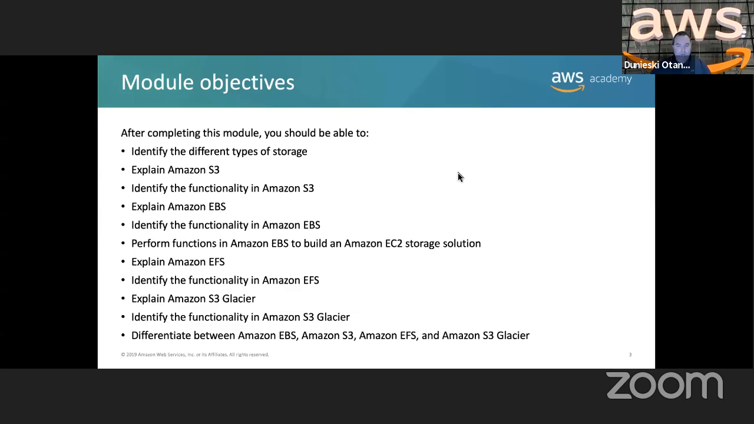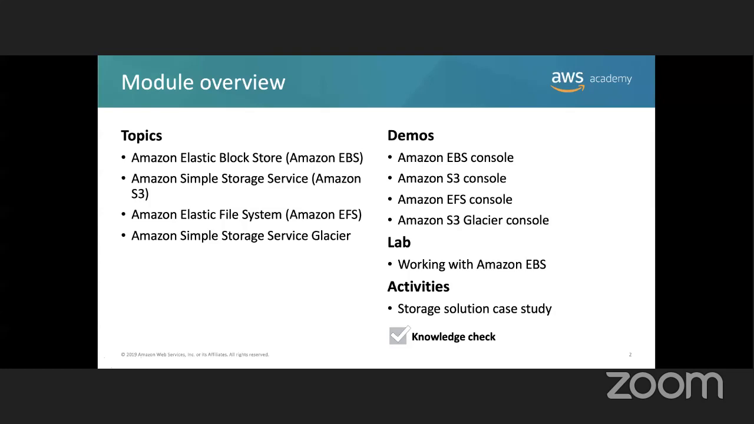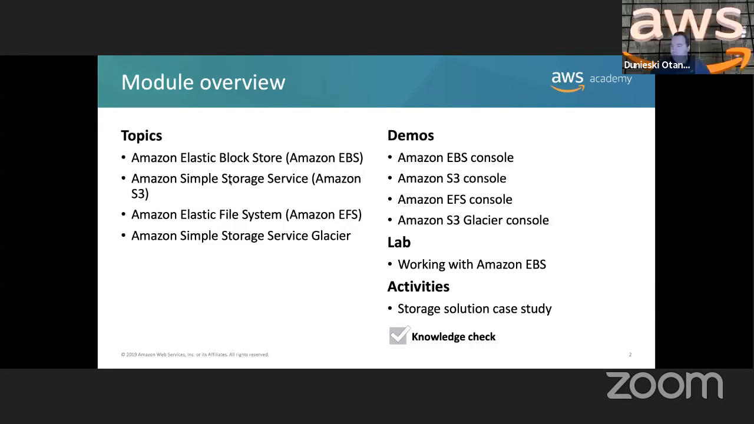So today we're going to talk about Elastic Block Store, Amazon Simple Storage Service (Amazon S3), Amazon Elastic File System (Amazon EFS), and Amazon Simple Storage Service Glacier. And the demos, this is something that you can watch on Canvas. There are videos there that you can watch after some time. The labs, we're going to be working with Amazon EBS and a storage solution for a case study.